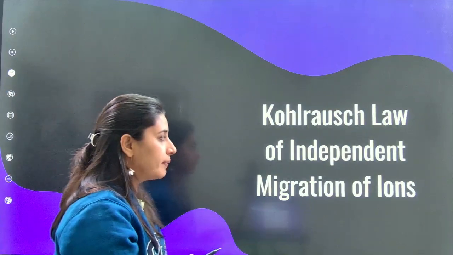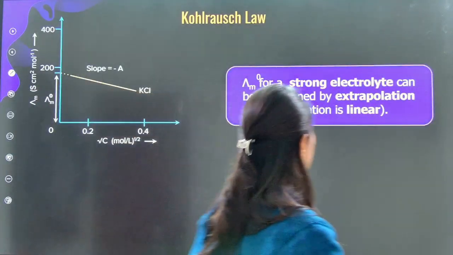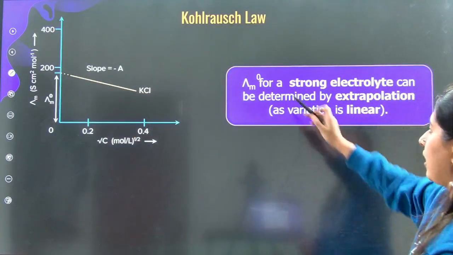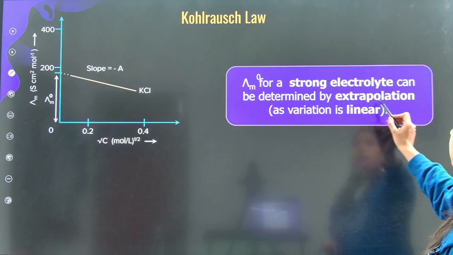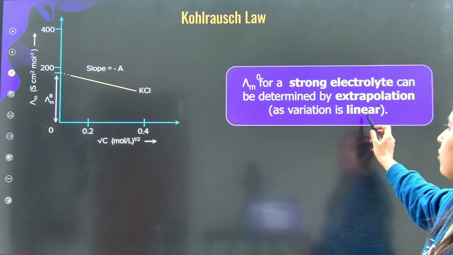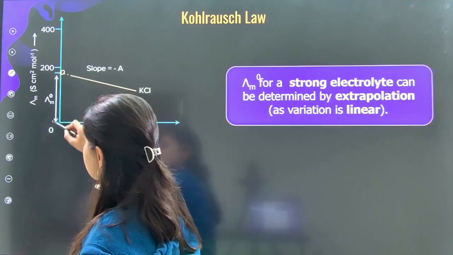Kohlrausch law of independent migration of ions is waiting for us. Let's see what it says. It is a very interesting phenomenon. Kohlrausch law states that lambda naught m for a strong electrolyte can be determined by extrapolation as the variation is linear. So you can just extrapolate, and what you're going to get is our intercept lambda naught m. Correct? We just discussed this.